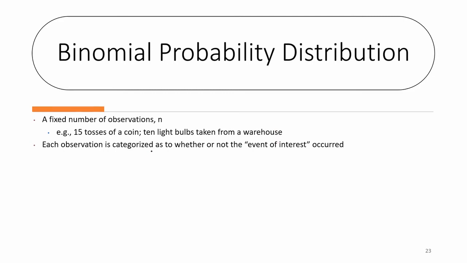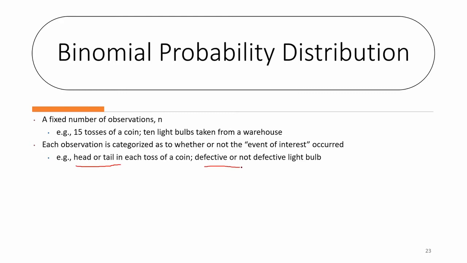It is very important. It is categorized as to whether or not the event of interest has occurred, which means it's categorized into two. That is why we call it binomial. You have two categories. Binomial, bi means two. So, for example, a head or tail in each toss of a coin, defective or not defective. Do you see? It's category. The event of interest is a defective light bulb or a not defective light bulb. The event is heads or the other event is tails. It's categorized into two.